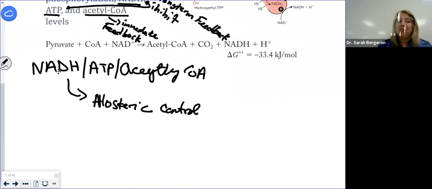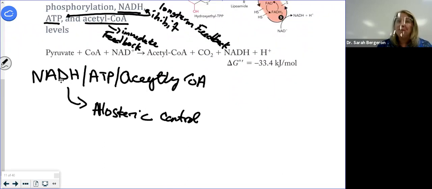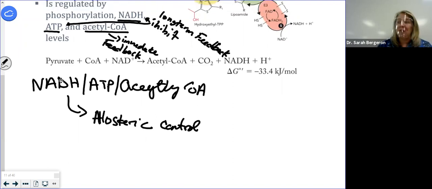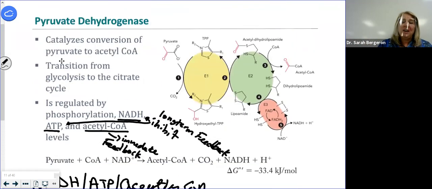So NADH is actually going to compete with NAD plus for binding to the enzyme, right? Same thing with acetyl-CoA. Acetyl-CoA is going to compete with coenzyme A to associate with pyruvate dehydrogenase. So these two, NADH and acetyl-CoA, are competing with their alternate forms, basically, right? So the more of those forms you have around, then you're going to either inhibit or positively influence the pathway, whichever one's there.